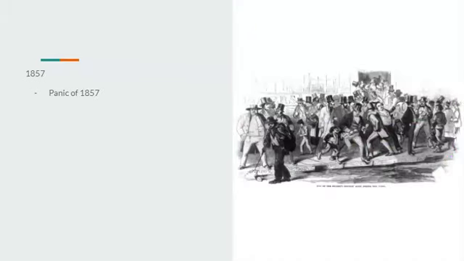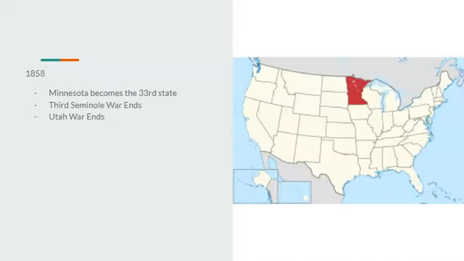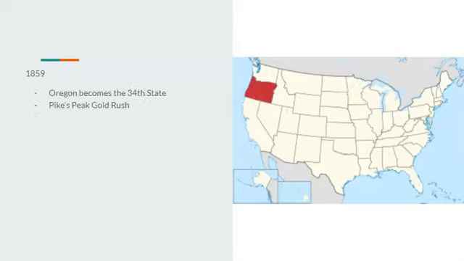In 1857, we would have the Panic of 1857 as well. That would already hurt Breckinridge, with a panic already occurring. 1858, Minnesota becomes the 33rd state. The Third Seminole War would officially begin, as well as the Utah War ending.